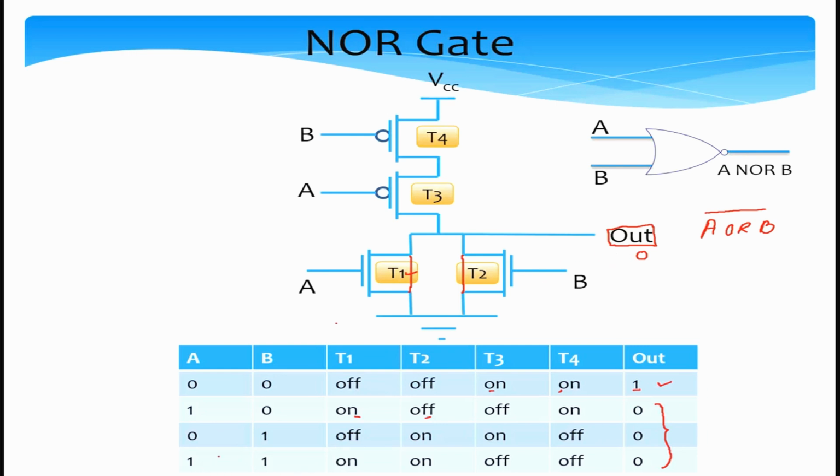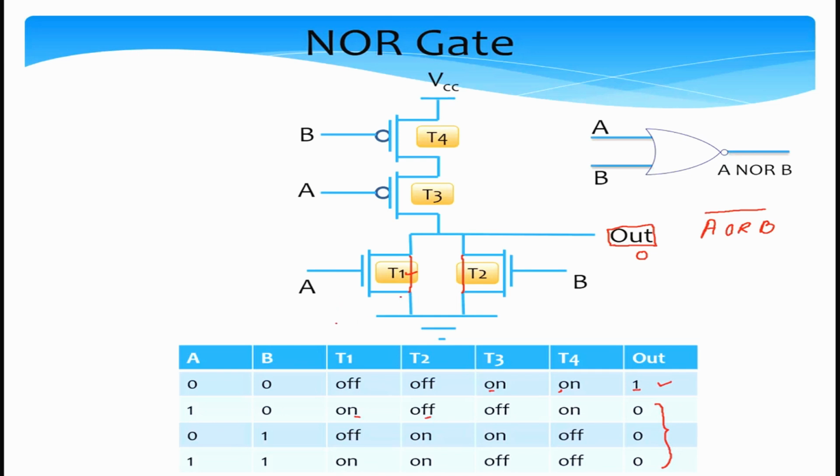Similarly, if both A and B are 1 and 1, then both T1 and T2 are conducting. So the output terminal is connected to the ground, and since the ground represents 0 volts, the voltage at the output terminal is 0.